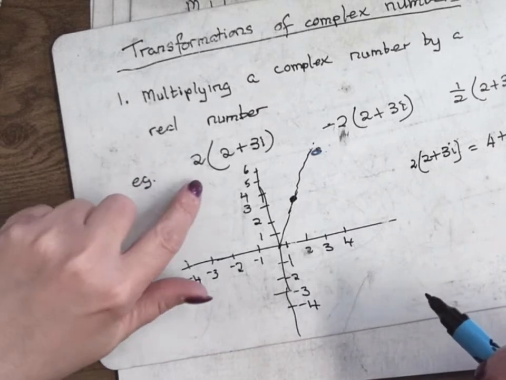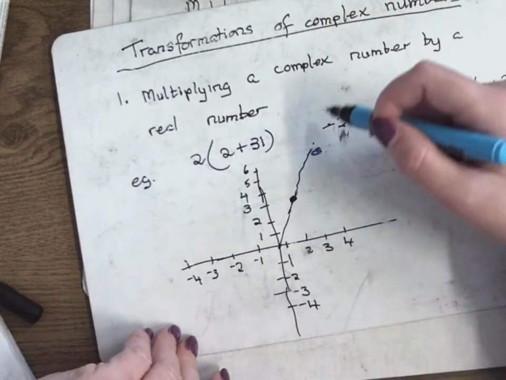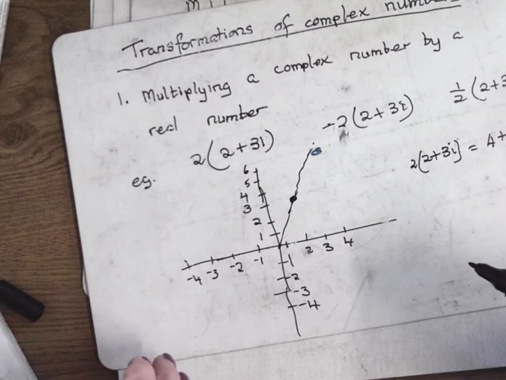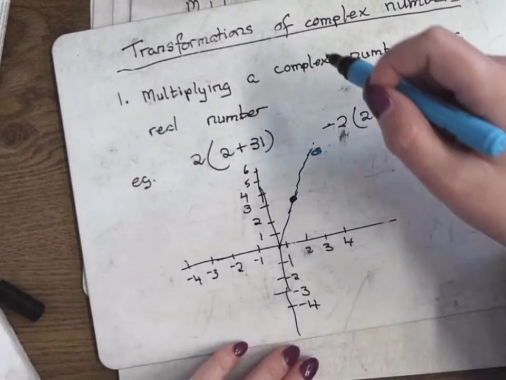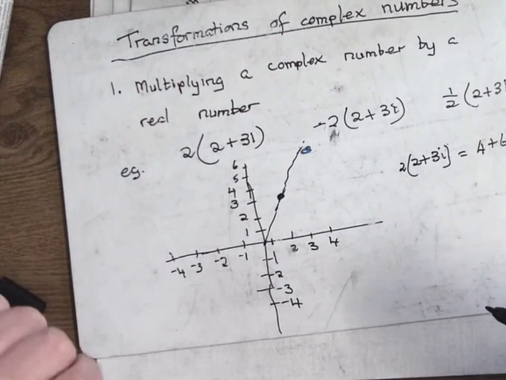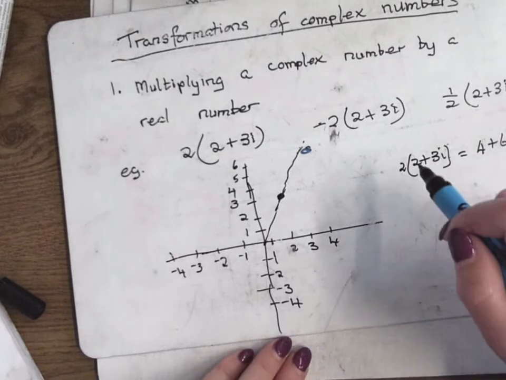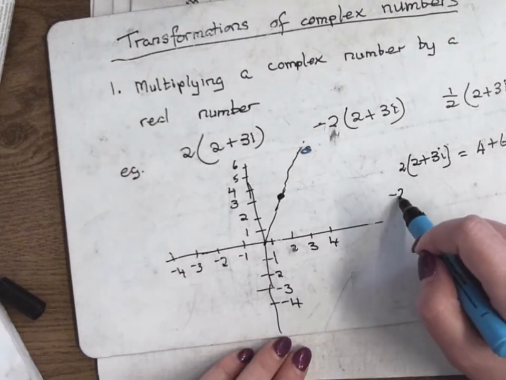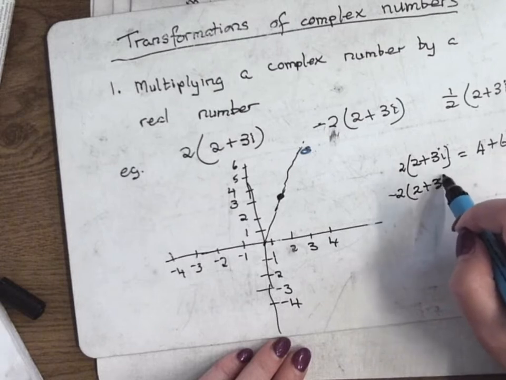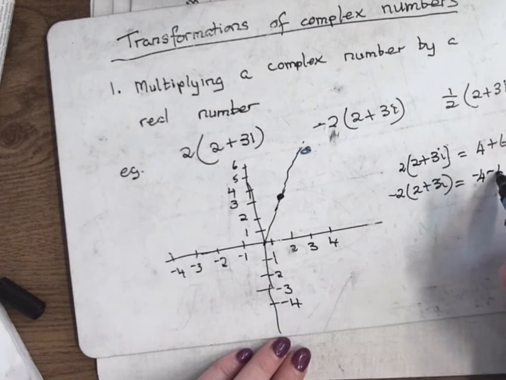Is that okay? If you multiplied it by 3, it would be way up here and still on the same line, but it would be 3 times as far from the origin. If you multiplied it by 5, it'd be still on the same line, but 5 times as far from the origin as when it started. With me? Okay? If I multiplied it by minus 2, the answer is going to be minus 4 minus 6i.